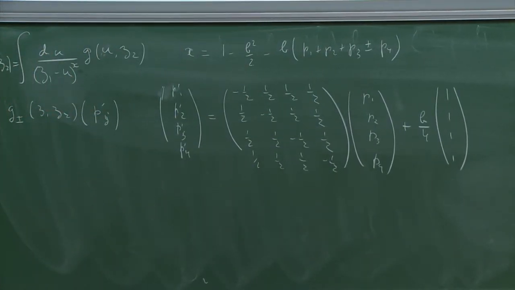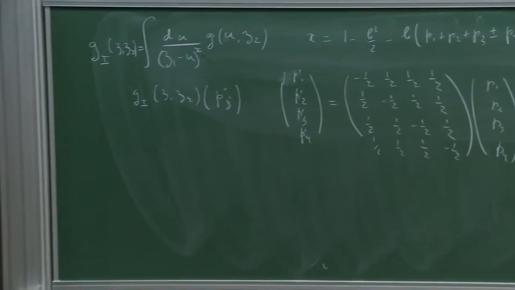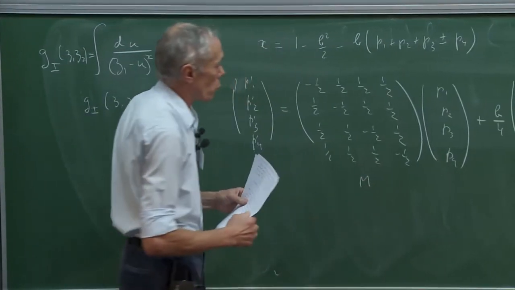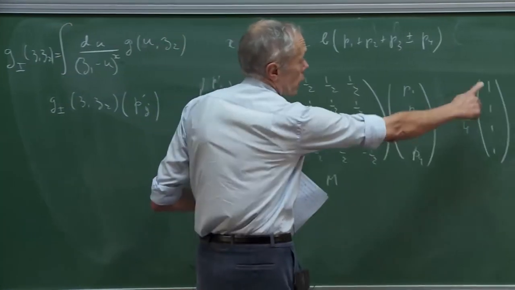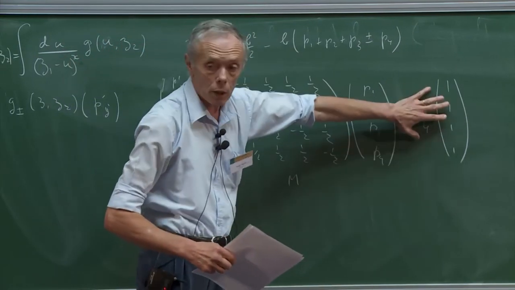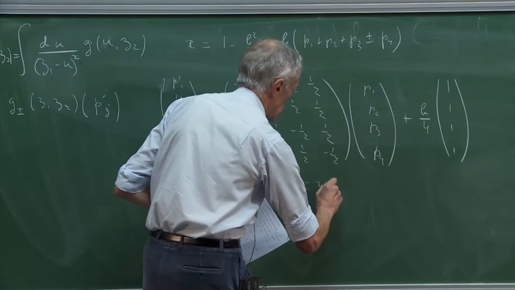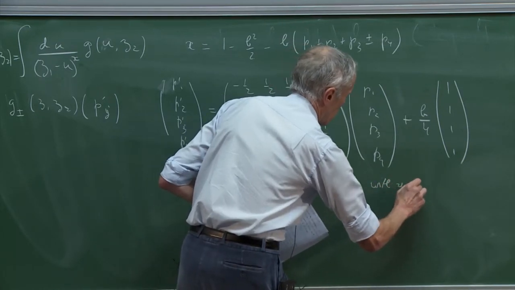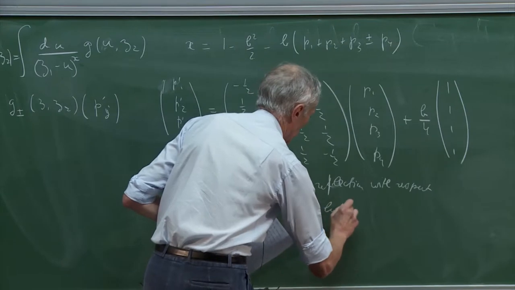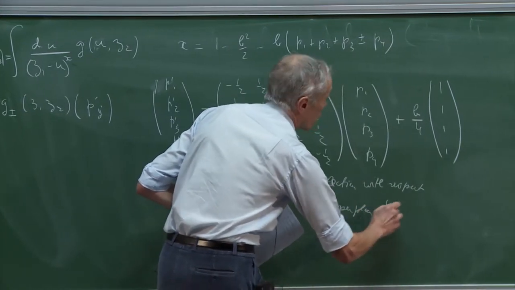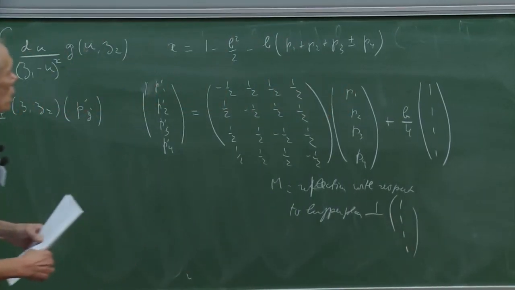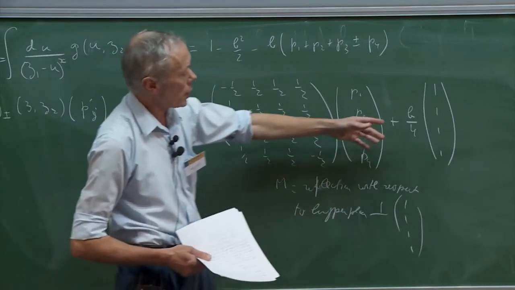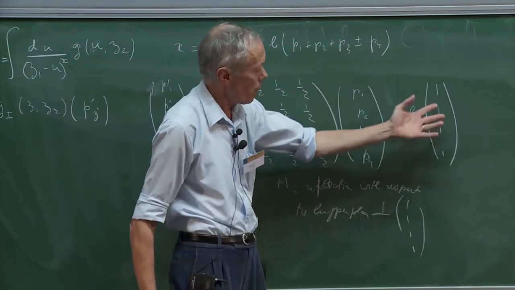Is this an SO(8) triality transformation? Well, that's not my immediate interpretation, but this matrix M is the reflection with respect to the hyperplane perpendicular to the vector 1, 1, 1, 1. So I start with initial values of the p's, then reflect with respect to the hyperplane, and then translate perpendicular to the hyperplane, parallel to this vector.